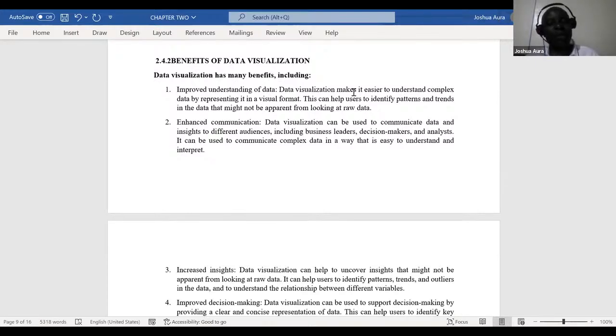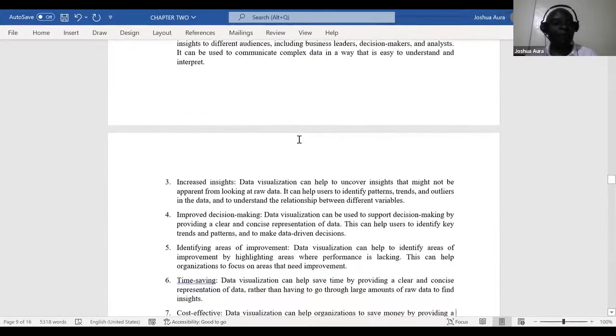Enhanced communication. Ladies and gentlemen, we normally use this data visualization to communicate some information easily. So enhanced communication, data visualization can be used to communicate data and insights to different audiences, including business leaders, decision makers, and analysts. It can be used to communicate complex data in a way that is easy to understand and interpret, so for communication purposes.